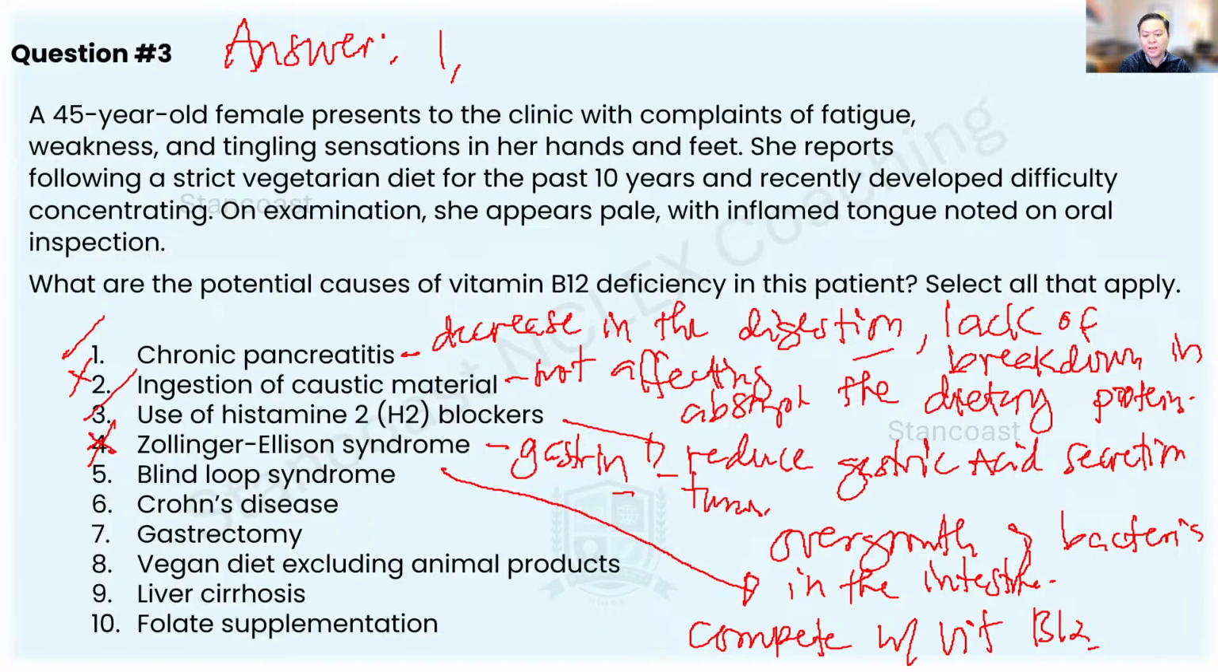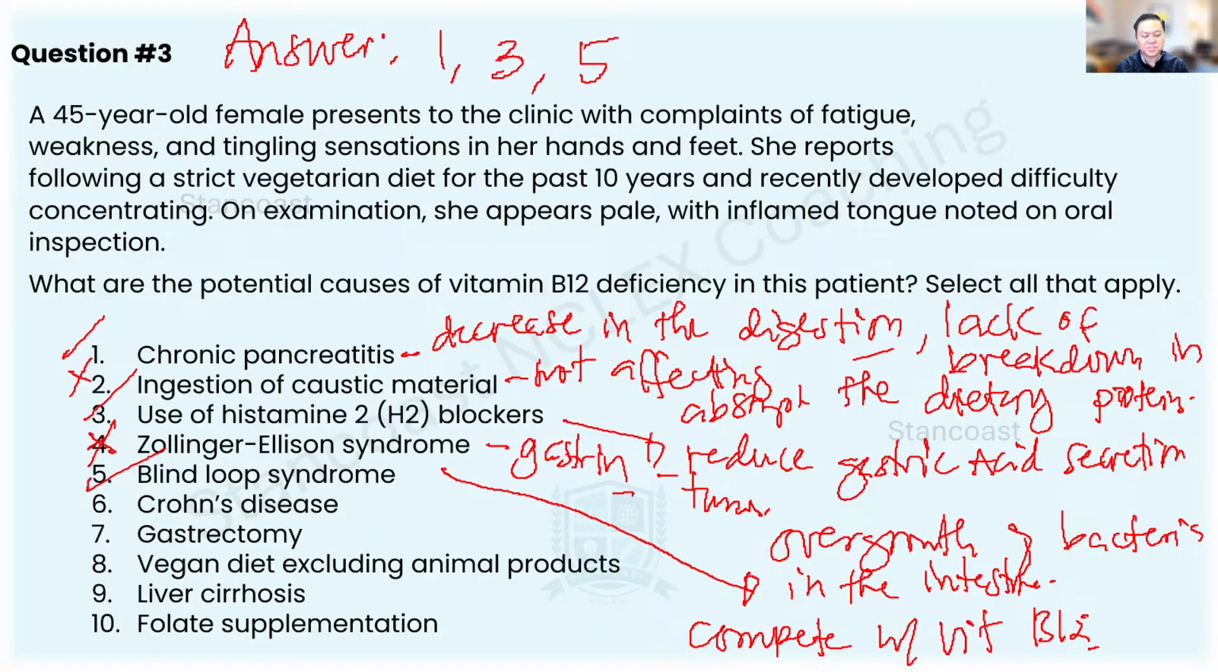And it will decrease the availability for the absorption. Okay, so again, the person will end up with the vitamin B12 deficiency. So that is one of the answers. Again, we have 1, we have 3, and we also have number 5.